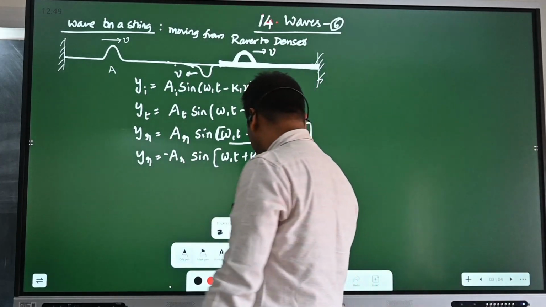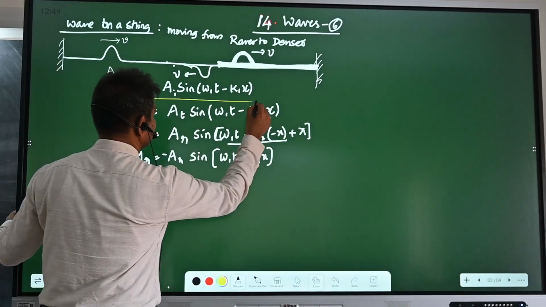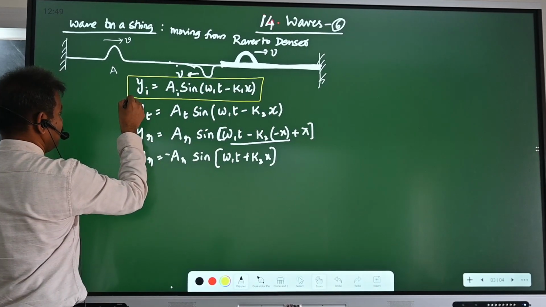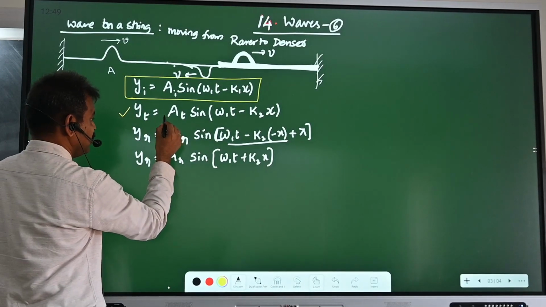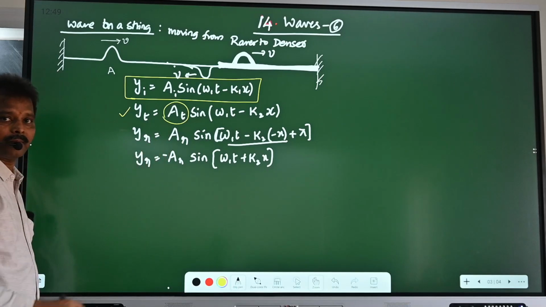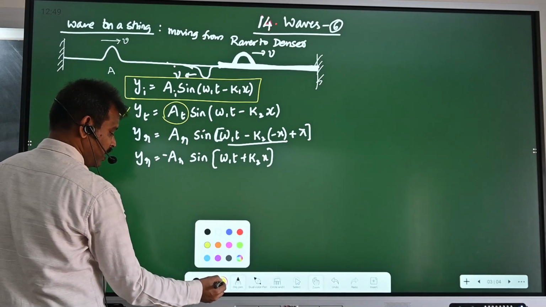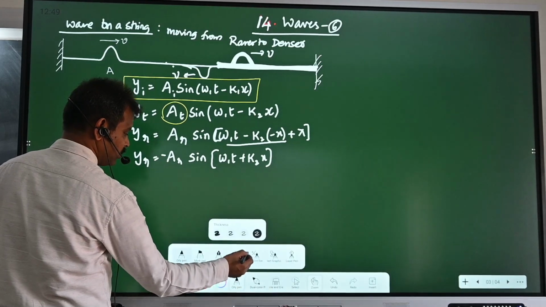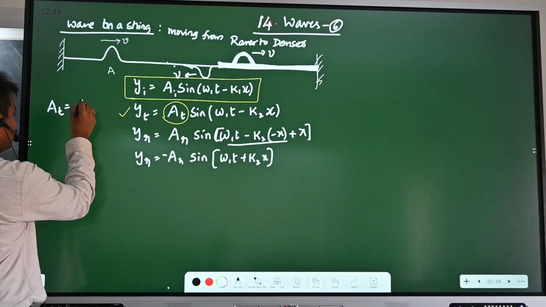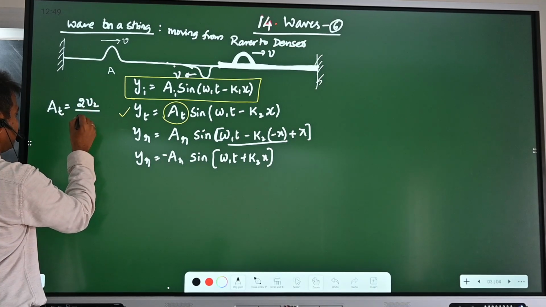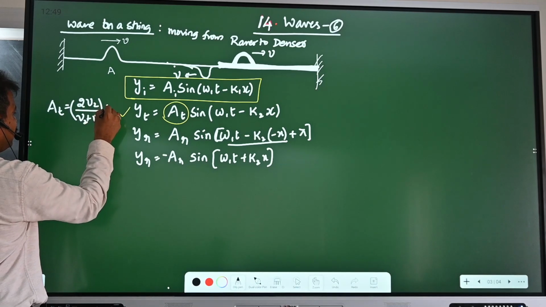We will only discuss the changes that have occurred here. First, this is our original equation of the incident wave. From there to the transmitted wave, what are the changes? Whether this is changed or not. I gave a formula for finding the transmitted wave. What is it? A transmitted is equal to V2 by V2 plus V1 into A.